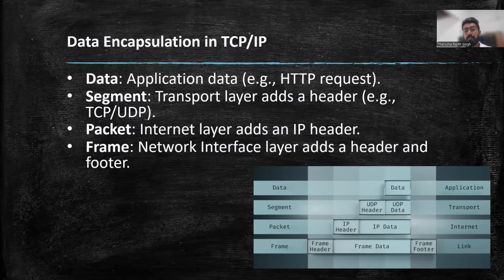So this encapsulated frame is then transmitted over the physical medium such as an Ethernet cable or Wi-Fi signal. At the receiving end, the process is reversed, with each layer removing its corresponding header until the original data is delivered to the application.